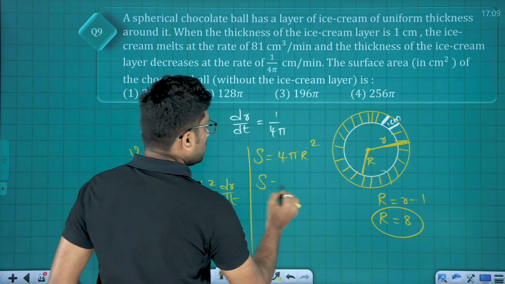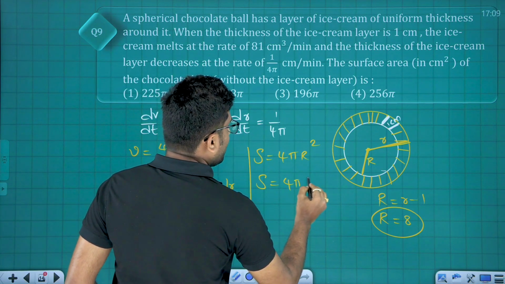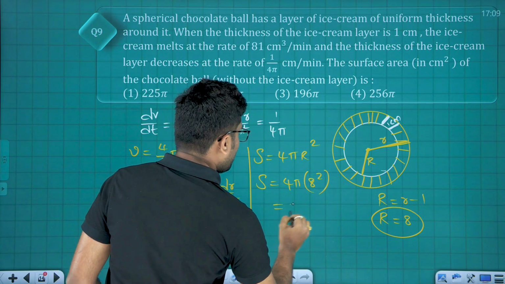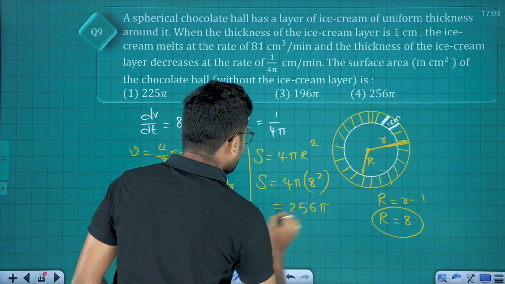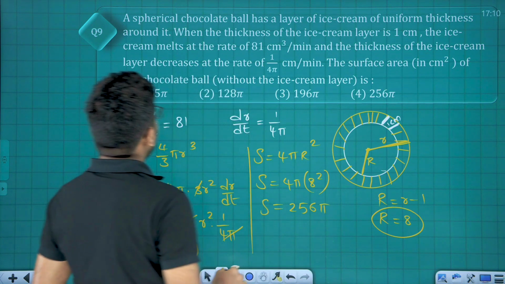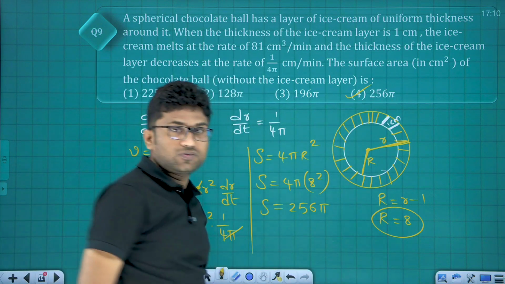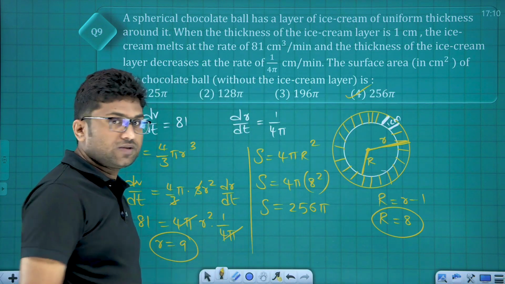So S is equal to 4 pi into 8 square. 8 8s are 64, 64 4s are 256. So 256 pi is the answer, 256 centimeter square. Answer is option 4. Simple question and a good question.